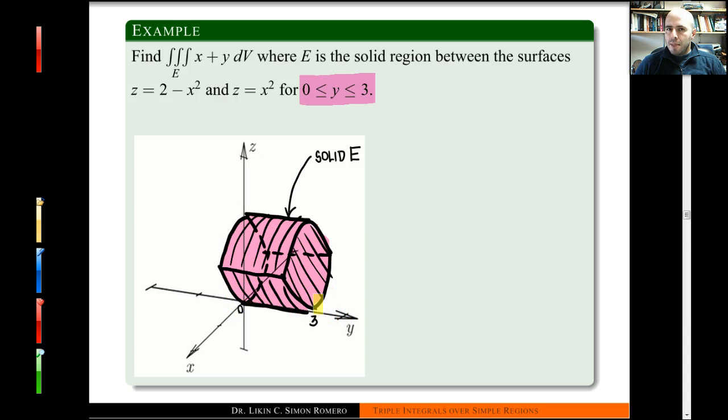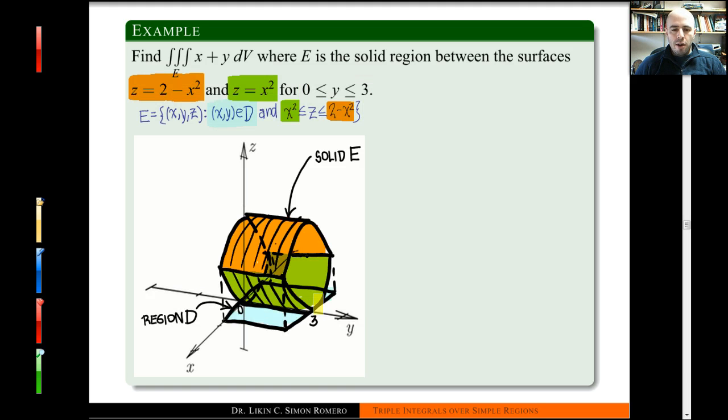Now this solid E can be seen in very different ways. First of all, I'm going to set it up as a type 1 region. So I'm going to say that z moves between two continuous functions that depend on x and y. In this case, the top function is 2 minus x squared, and the bottom is x squared. And the region that I'm going to integrate after that is the region D, which is now a plane region that gives you a rectangle.